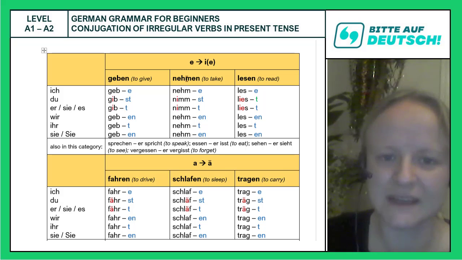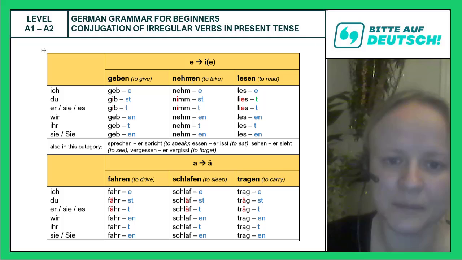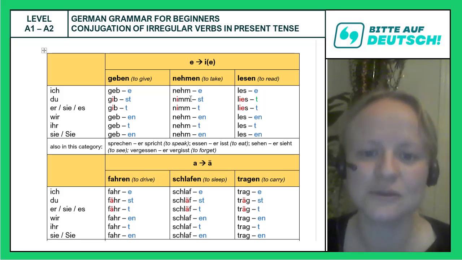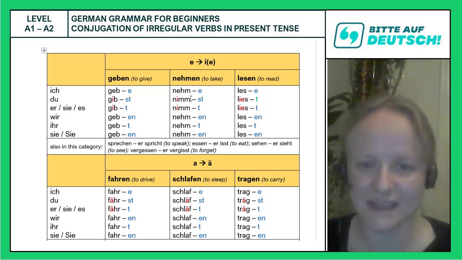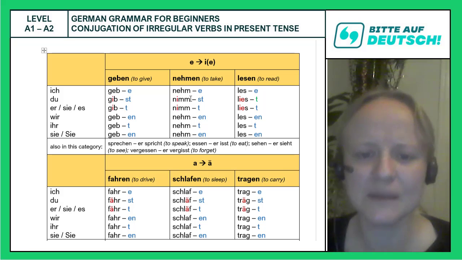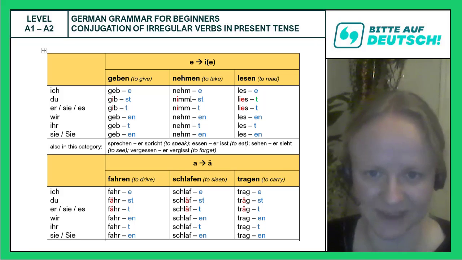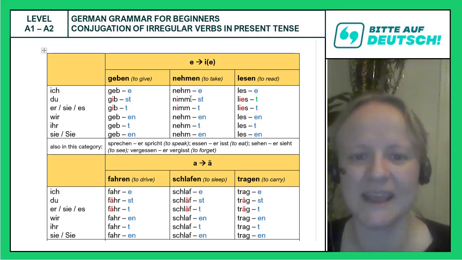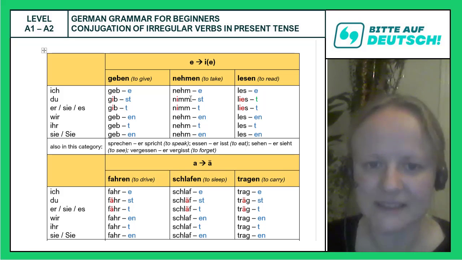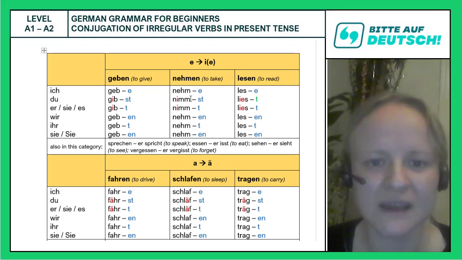Now when we look at nehmen, for example, nehm changes its entire stem for du and er, sie, es. So ich nehme becomes du nimmst, er, sie, es nimmt, and back to regular for plural. Wir nehmen, ihr nehmt, sie nehmen. Okay? Read after me, please. Ich nehme, du nimmst, er, sie, es nimmt. Okay? We have a vowel change from e to i.